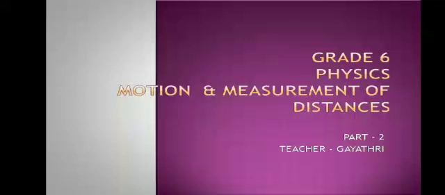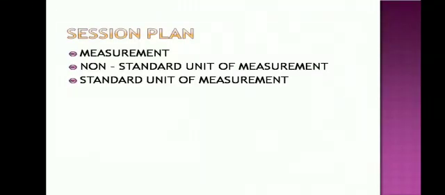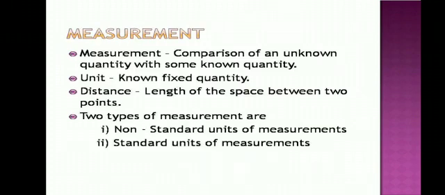Today's topic is motion and measurement of distances. What we are going to learn is measurement, non-standard unit of measurement, and standard unit of measurement. First, what is measurement? Comparison of an unknown quantity with some known quantity is known as measurement. Here the known fixed quantity is called a unit. Distance is defined as the length of the space between two points. There are two types of measurements, namely non-standard units of measurement and standard units of measurement.